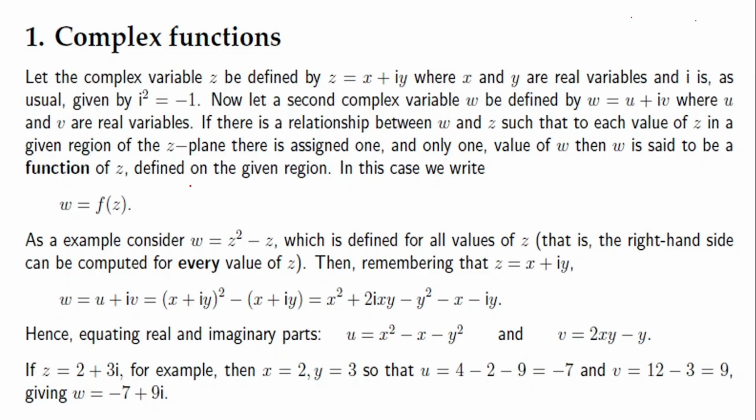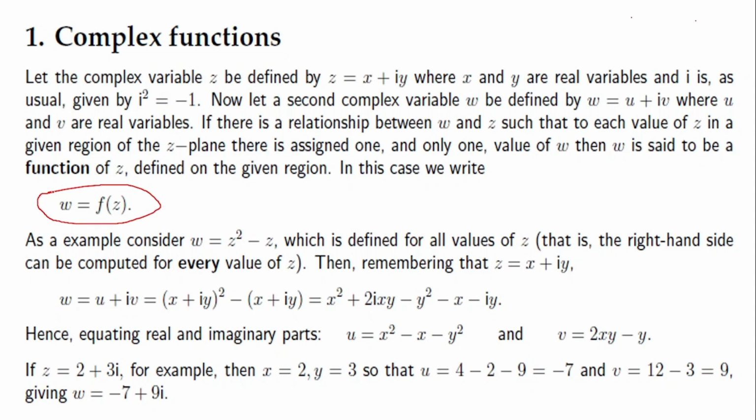So what do you mean by saying W is a function of Z? It means that each of the values of Z is assigned a value of W, or each of the values of W is assigned a value of Z. So in this case, if we say W is a function of Z, then this is how we can write it.